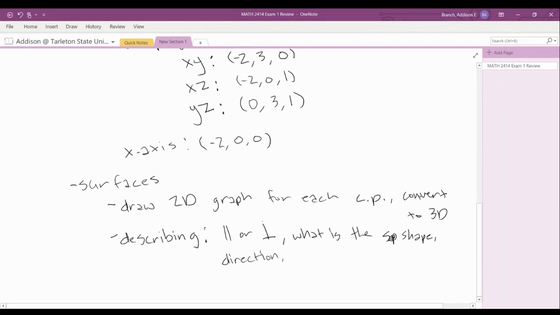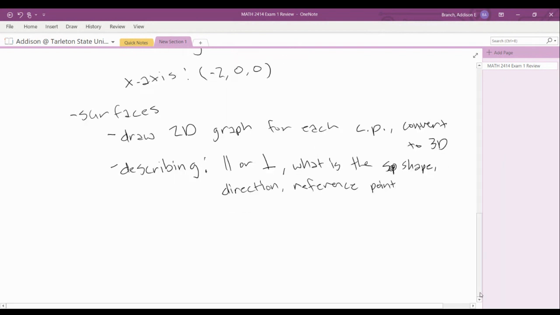Another thing you can add is a reference point. For example, if you have a plane and it's hard to describe, or you're trying to be more specific, you could say this plane is parallel to the XZ plane and it goes through the point 2, 3, 5. That should give you a good amount of instructions.